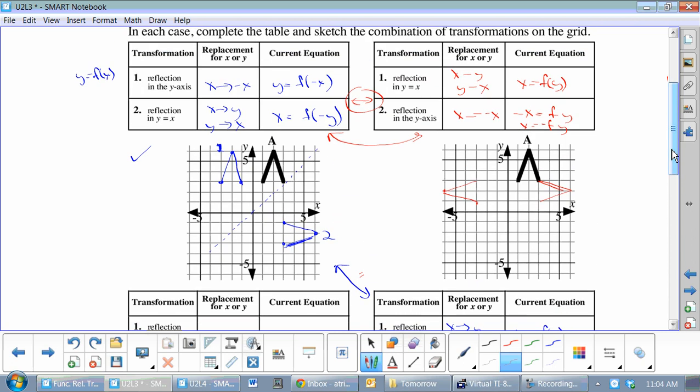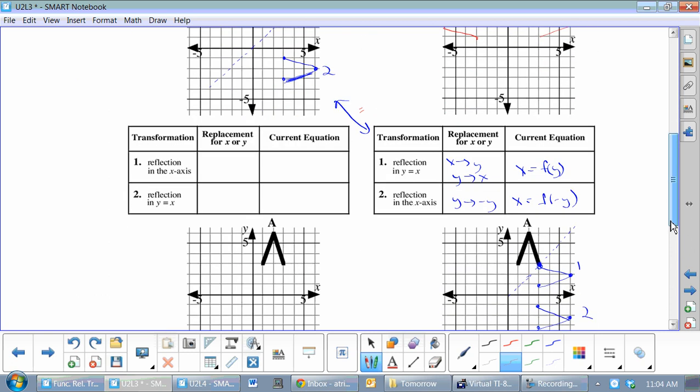And that's a good diploma question too, right? A reflection in the y-axis followed by a reflection y equals x is equivalent to. Now don't get caught up with saying just the opposite. Because as you see, just the opposite gives a different picture. So the correct answer would be a reflection y equals x followed by a reflection in the x-axis. Okay, does that make sense?